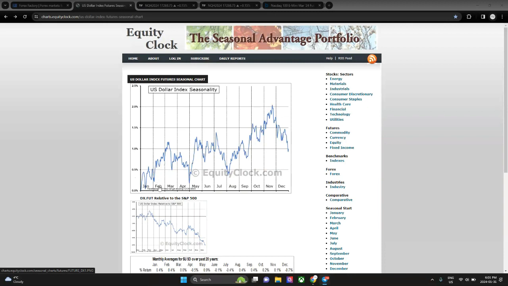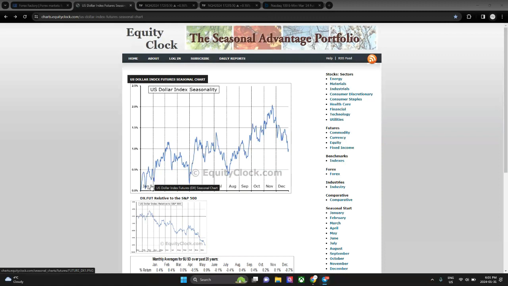So, for example, you can see that when we get close to February, the US dollar usually rallies. Well, the US dollar usually rallies throughout February. And because index futures and currencies such as EUR/USD, GBP/USD, and gold move in the opposite direction of the US dollar, the US dollar is very important when it comes to analysis. I just have to say that again.